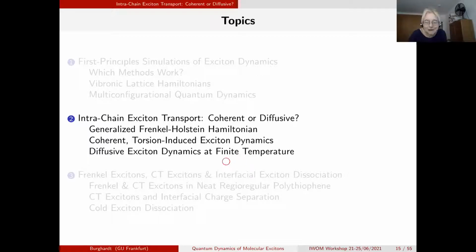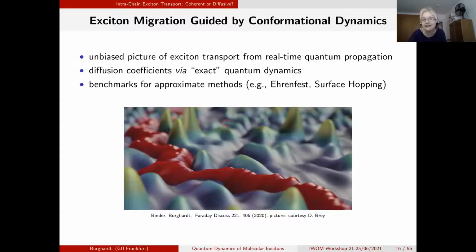Okay, so with this, we're going to move to some examples. The first is about intra-chain exciton transport, coherent or diffusive. So we want to look at exciton migration. We want to develop an unbiased picture of exciton transport from this perspective of real-time quantum propagation. We want to compute diffusion coefficients in this picture. And of course, this is meant to establish benchmarks for more approximate methods.